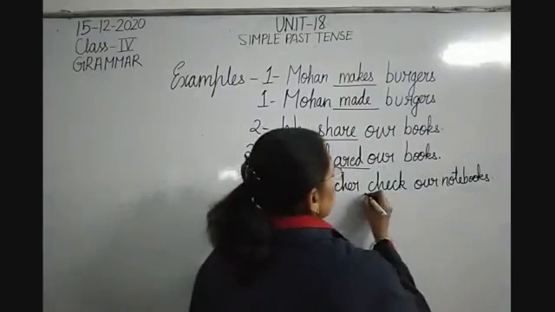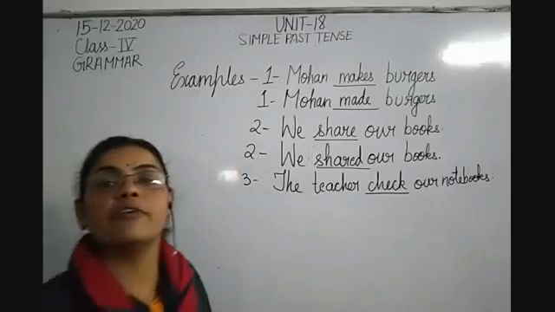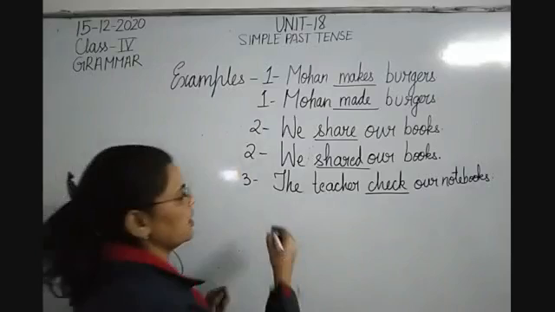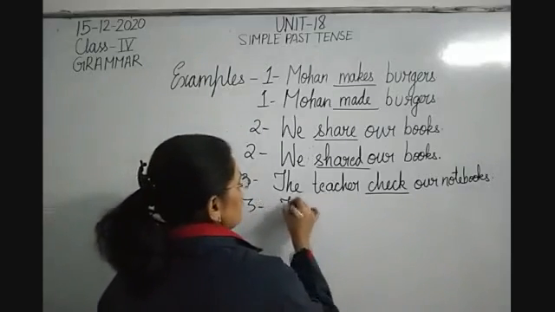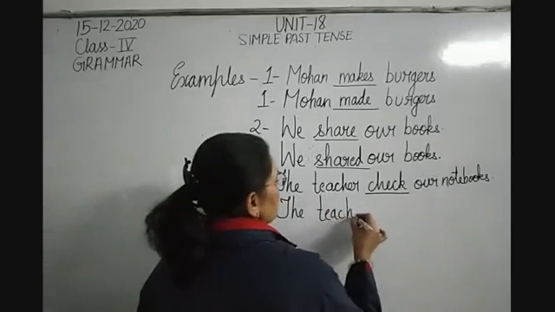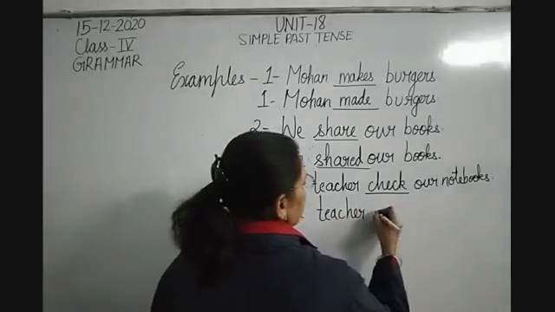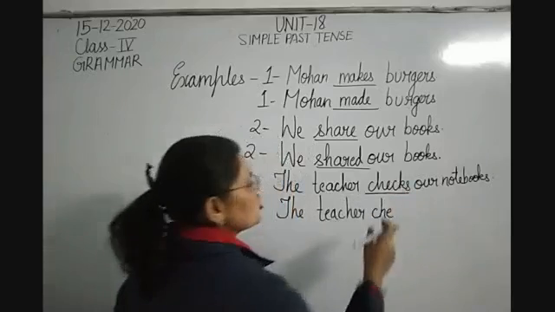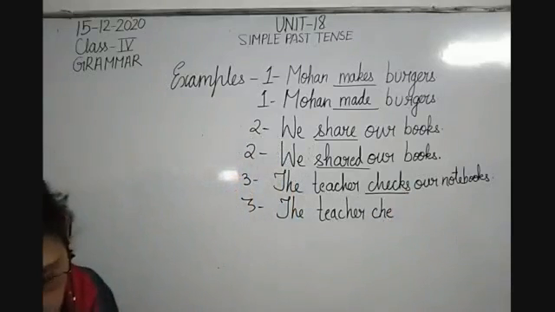इसमें बेटा जो verb है वो check है. And if you want to change the sentence into simple past tense, हम क्या करेंगे? We will simply change the verb to the past form. Root form से हम क्या कर देंगे? उसको the teacher checks our notebook.